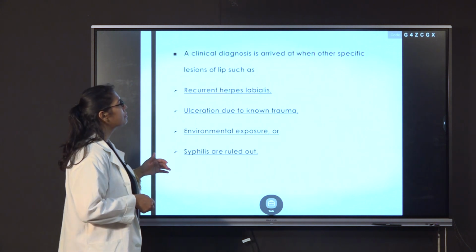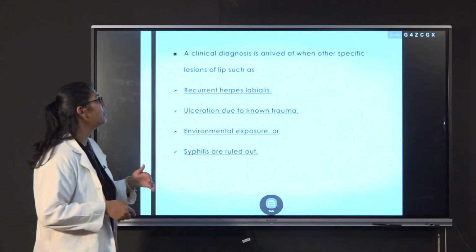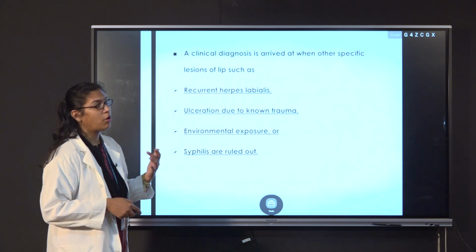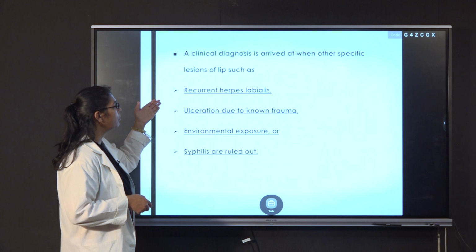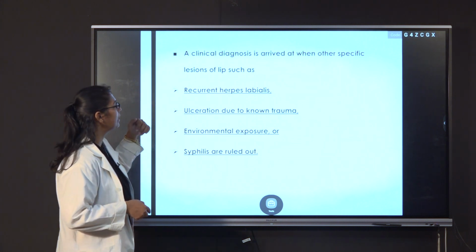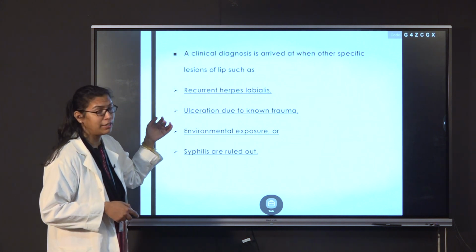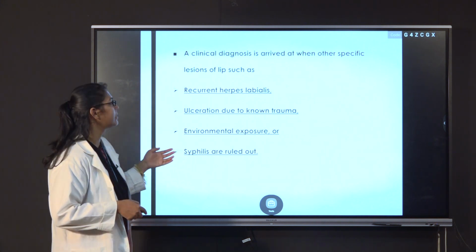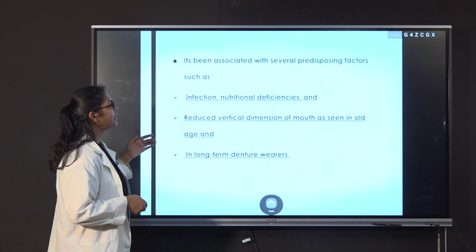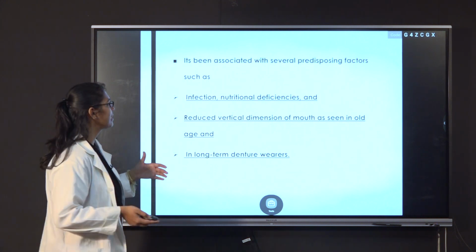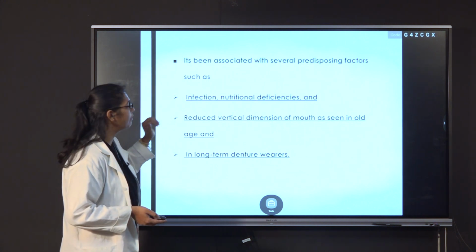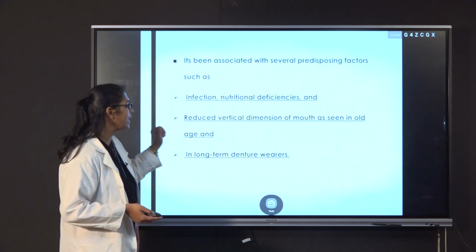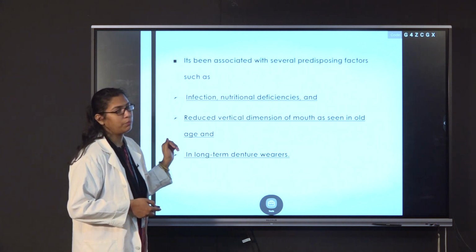The clinical diagnosis is arrived at when we need to rule out certain other lesions which are also seen in the corner of the mouth. That is, we need to rule out recurrent herpetic labialis, ulcerations due to trauma and environmental exposure, or due to syphilis. It is associated with several other predisposing factors such as infections, nutritional deficiencies, and reduced vertical dimension of the mouth seen in old age and in long-term denture wearers.